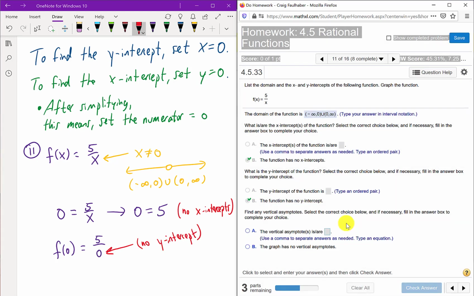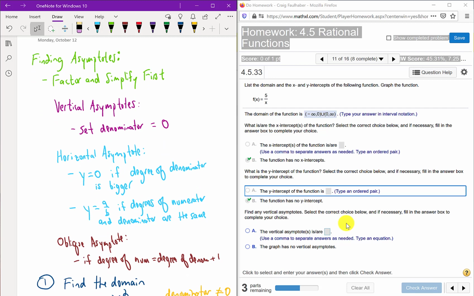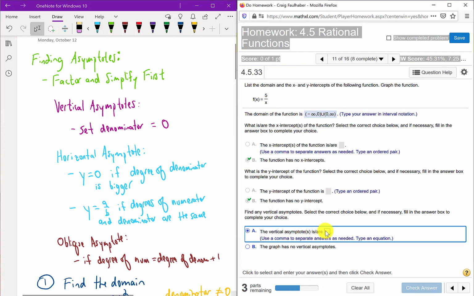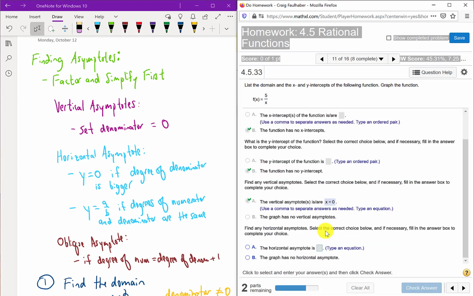Okay, what's the next question? Let's find the vertical asymptotes. Now, previously, we spent a little bit of time finding vertical asymptotes, and these are our notes for finding all asymptotes. To find a vertical asymptote, after factoring and simplifying, you just set the denominator equal to 0. So our denominator in this case is pretty simple, it's just x. So we're just going to say x equals 0, and that is our vertical asymptote. So I'm just going to go with it, x equals 0, that is it.